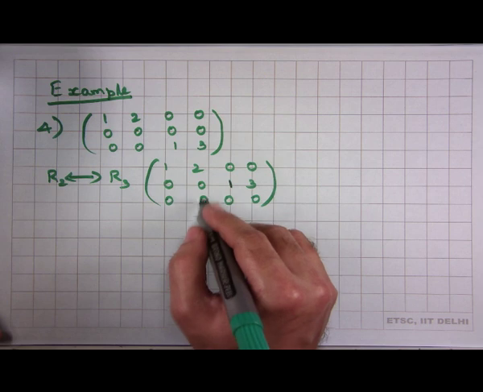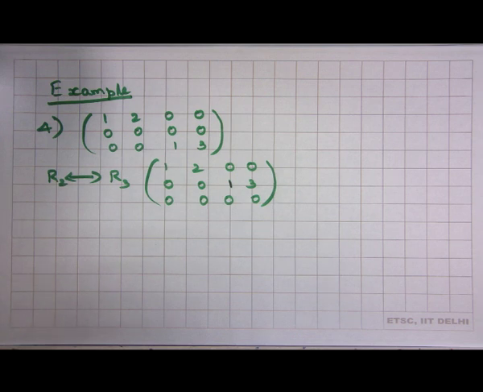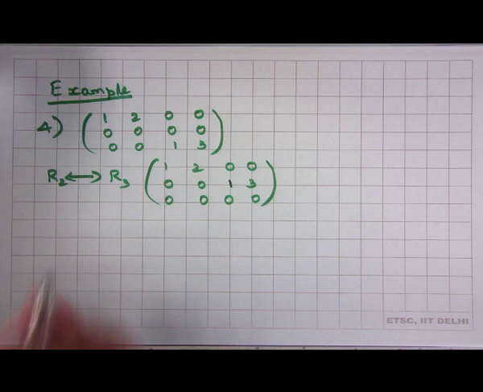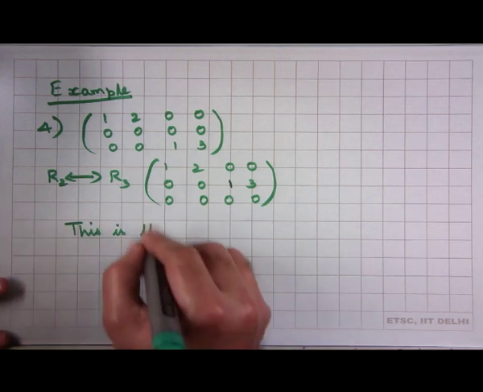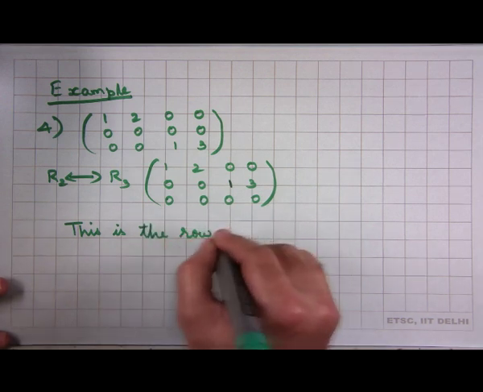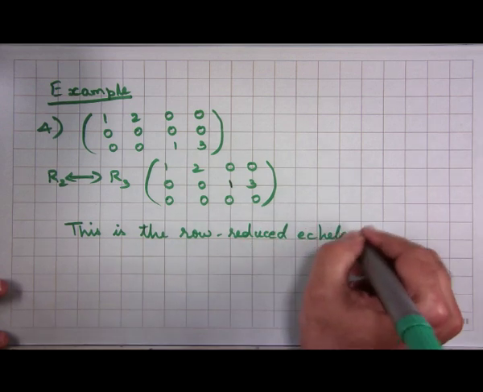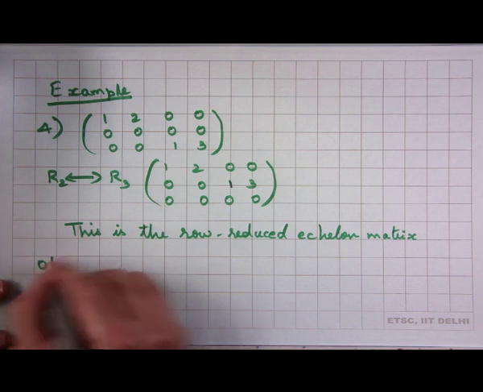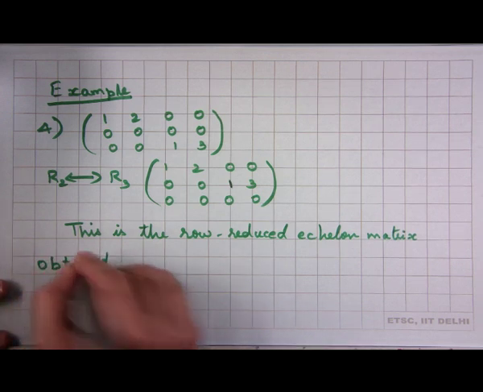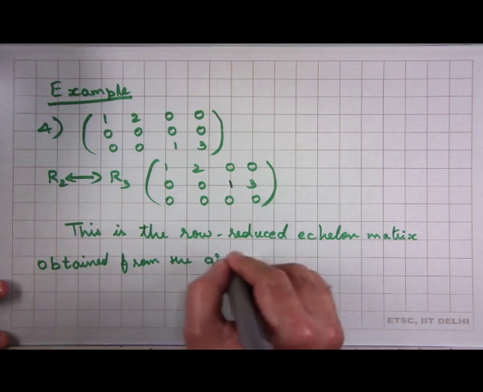So, let me remove the first column and first row, and the remaining one is just the 0. So, I have finally, just by swapping, ended up with a row reduced echelon matrix. So, this is the row reduced echelon matrix obtained from the given matrix.